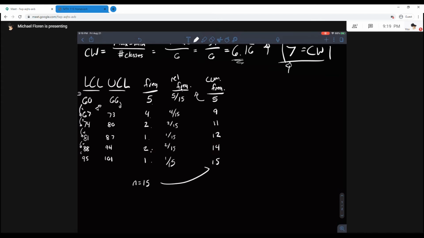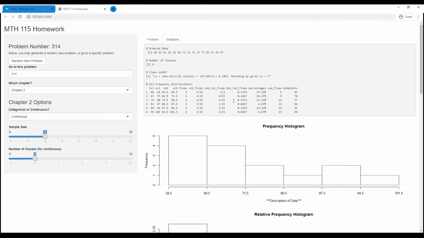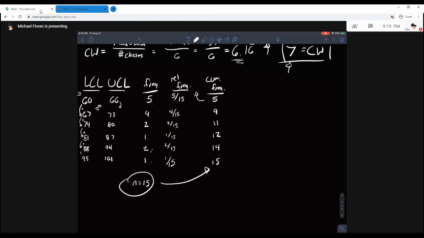Actually, a good double check of cumulative frequency is that the last number in the cumulative frequency should be your sample size. So I'll go to my homework application and check my cumulative frequency. Again, I'm ignoring everything else because I don't want to cheat, but there's cumulative frequency. It says 5, 9, 11, 12, 14, 15. Hey, fantastic. My cumulative frequency looks right.